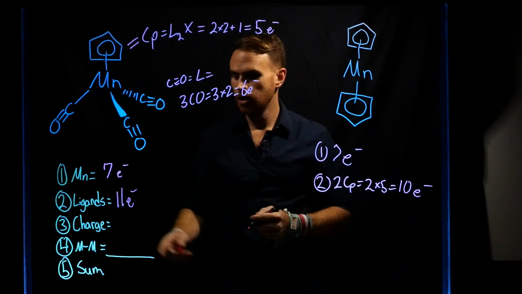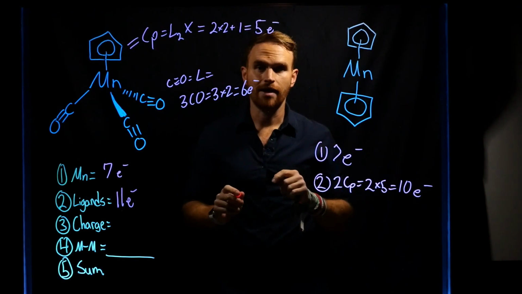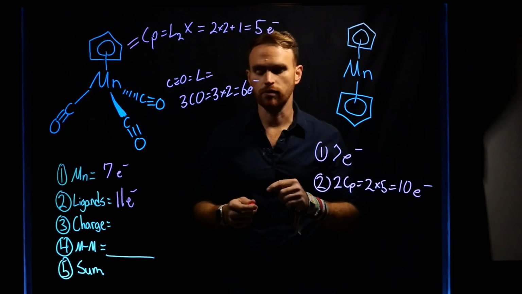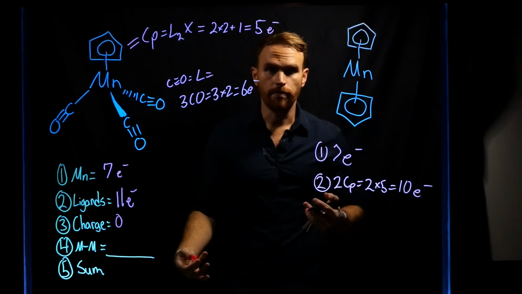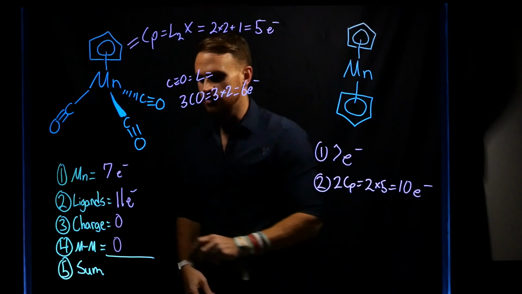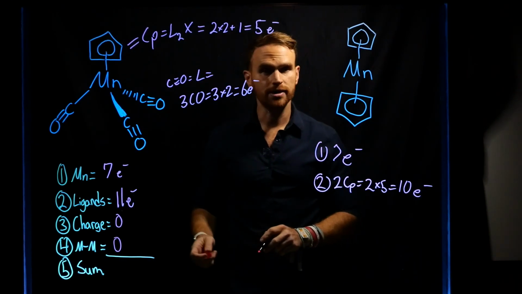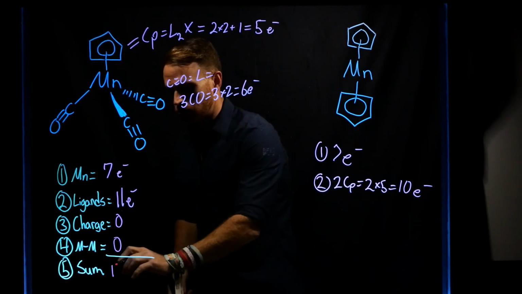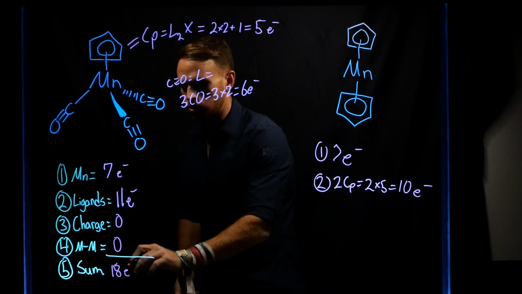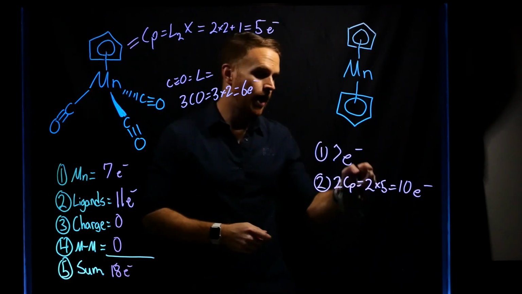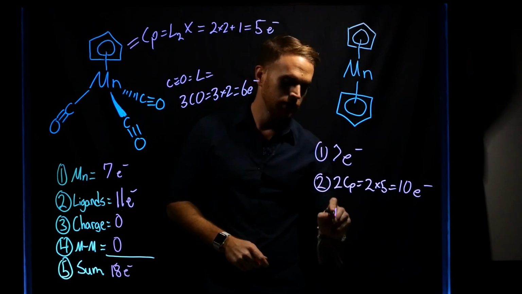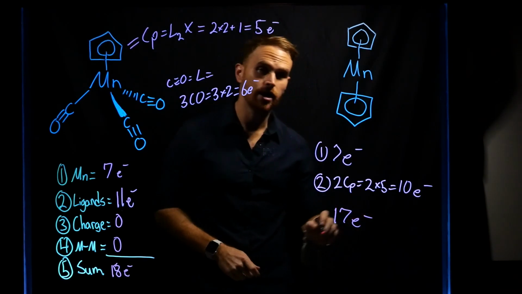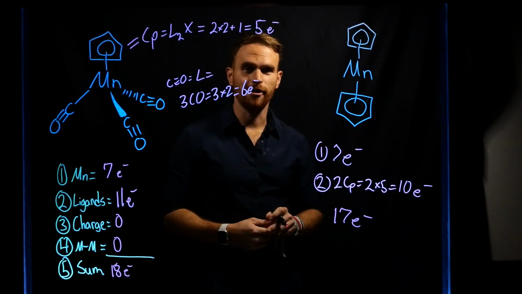Neither of these complexes have a charge. We'll get to some more examples of those soon. That means we can put a 0. There are no metal-metal bonds in these complexes, so again, 0. So if I add 7 plus 11, we would get a total of 18 electrons for this compound. And 7 plus 10 would get us to 17 electrons for this compound.